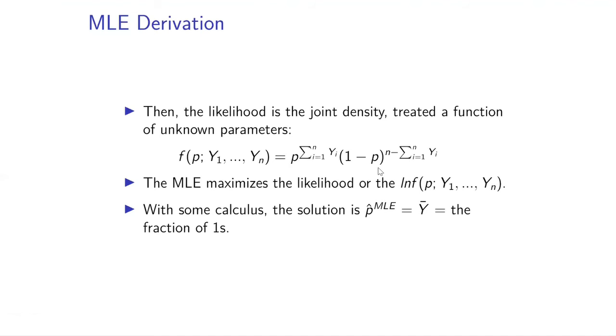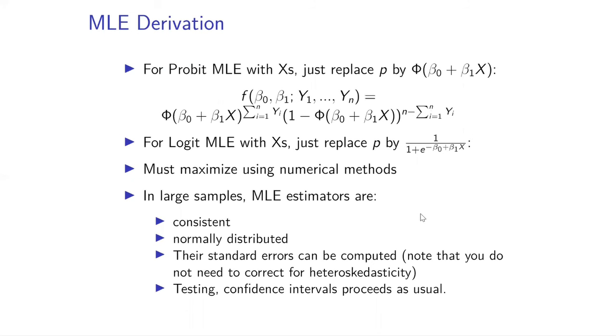With some calculation, I can show you that the MLE is equal to the average y, which is a number that is a fraction of 1. In the demonstration problem, for example, the MLE for p is equal to 3/5, since there are 3 heads in the 5 coin tosses. In the case of a probit model, the likelihood function is obtained by replacing p with phi, evaluated at beta naught plus beta 1 times x, like this equation here. The probit MLEs are the parameters that maximize the log of this likelihood function.